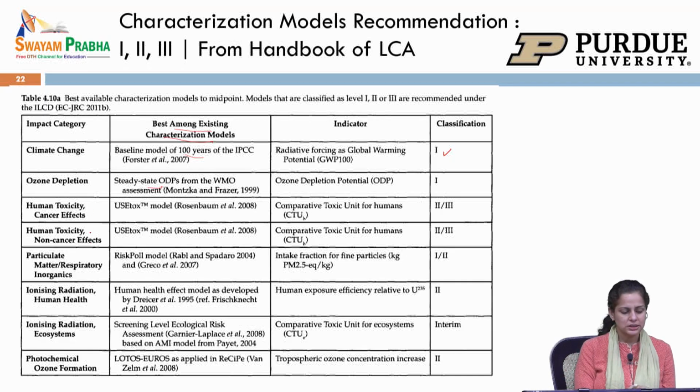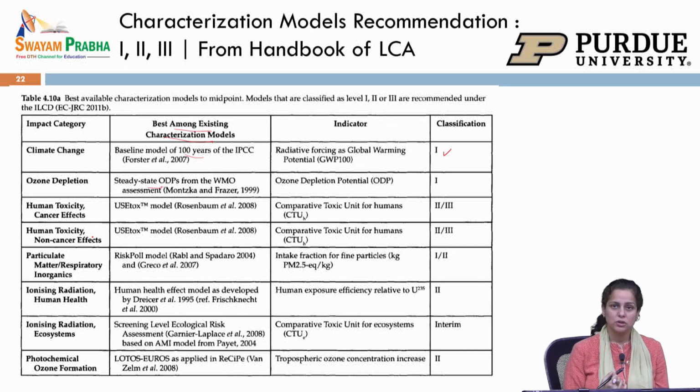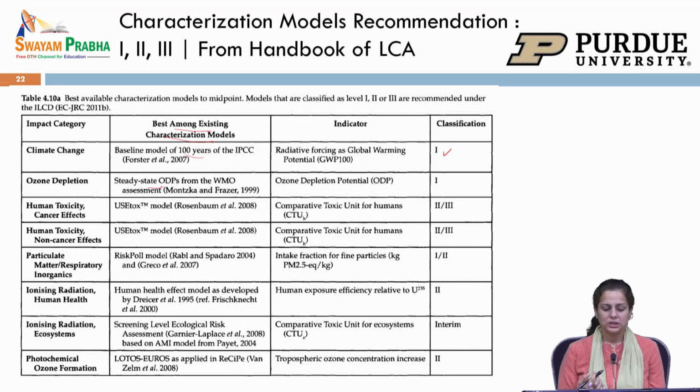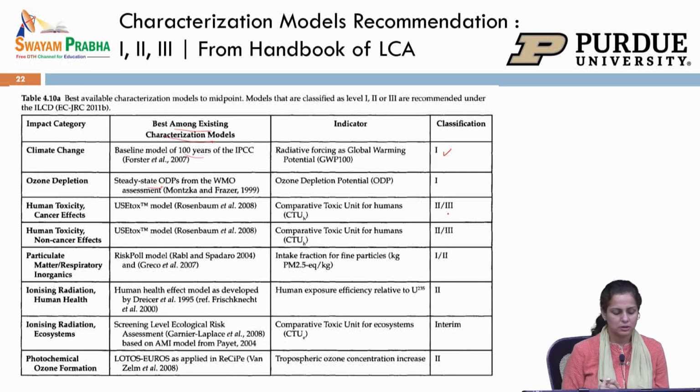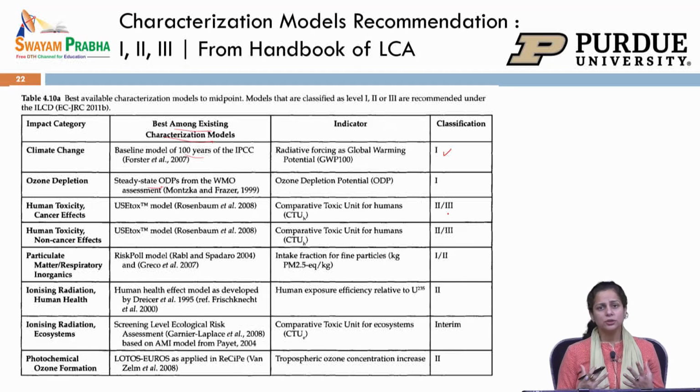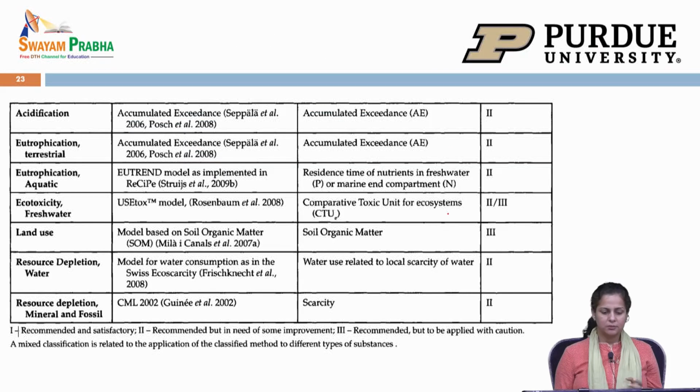For human toxicity, both the cancer and non-cancer USEtox model, which is available in TRACI, is really highly recommended, in terms of second and third. Similarly, you can go through this ranking for each of those, and this is available in the handbook of LCA. So, in brief, if you have to make a decision about which impact assessment you are going to use, I would recommend to have your handbook of LCA ready, so that you can go through the characterization models and see what is being recommended by the LCA community to use for the particular impact category that is the focus of your LCA. Similarly, we have this on ecotoxicity and everything.